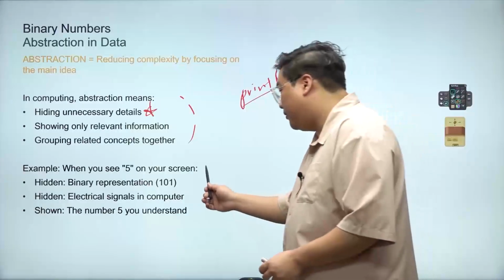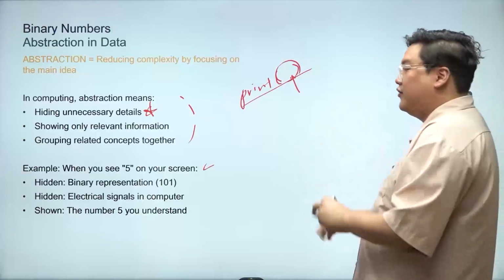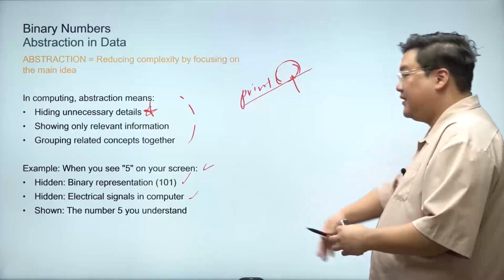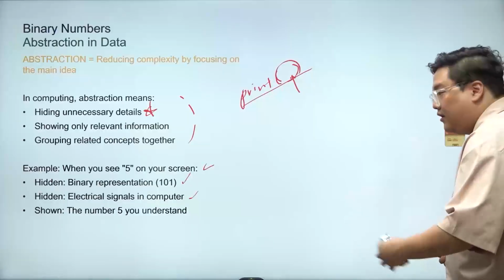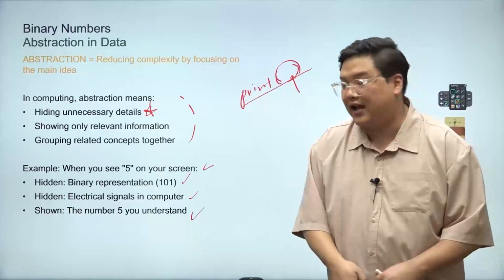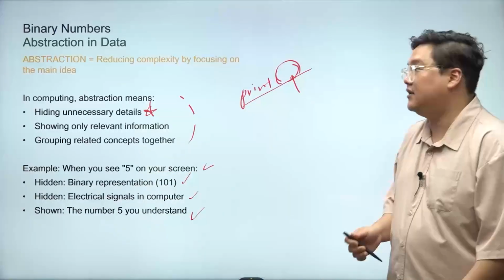Another simple example is when you see a number 5 on your screen. What's behind the scenes is the binary representation, the electric signals going into the computer, but all we see is a 5 and we understand. We don't need to know what happens behind the scenes. And that concept is abstraction.